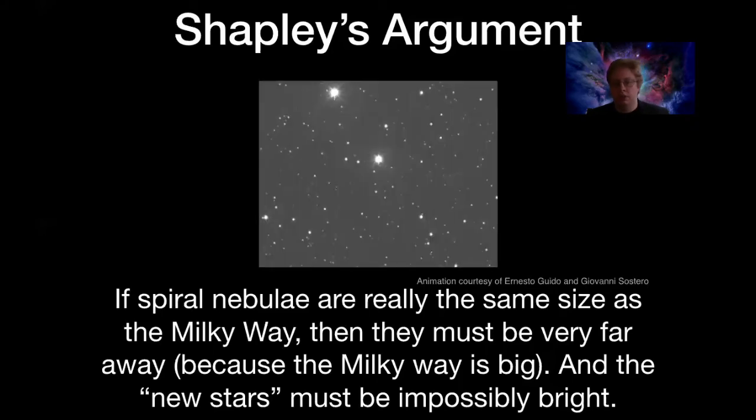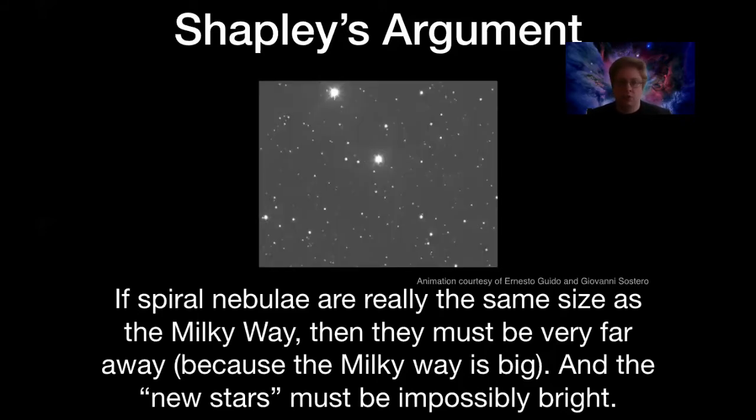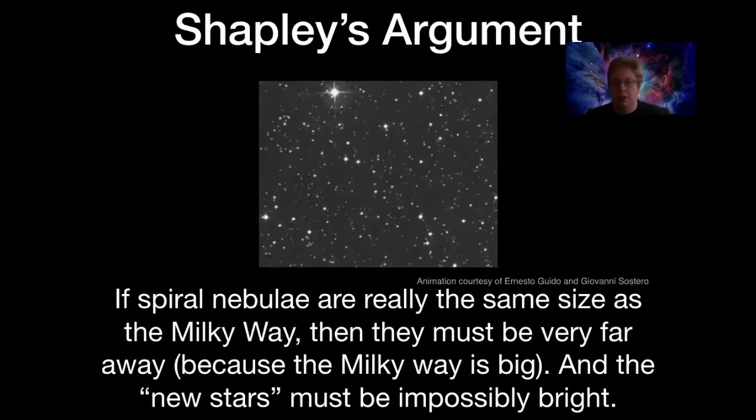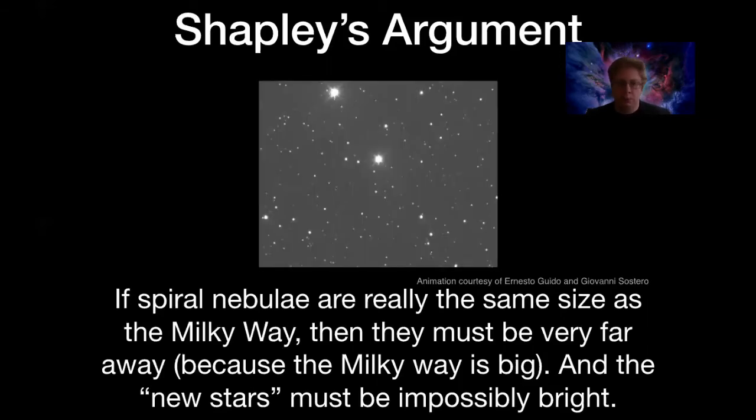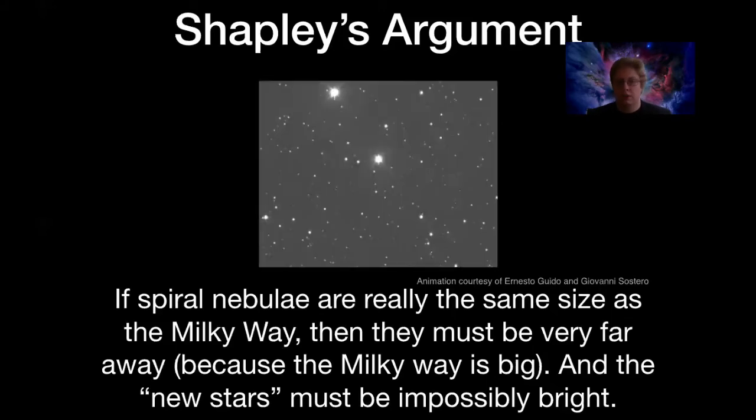And if you do the calculations, Shapley found that these nova must be extremely bright, and what he thought impossibly bright. There's no way that any star could produce as much light as these stars do if that's what they really are. In fact, in some cases, Shapley found that these nova outshone the entire rest of the spiral nebula. So Shapley said, clearly this is impossible. One star can't outshine the other billion in the galaxy. Therefore, this must not be a galaxy. This must be something else, and we must be seeing it in a different way, and it must be closer to us than Curtis was arguing.